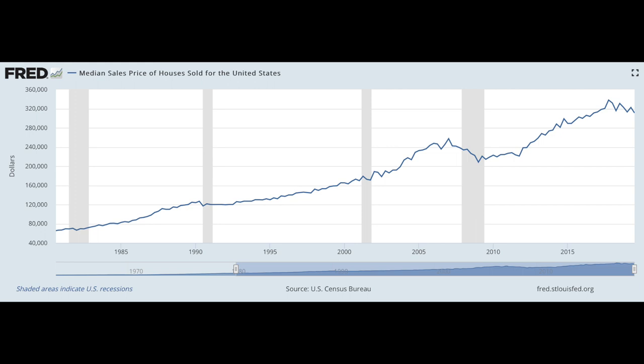Brilliant. Let's look at the next thing that is excluded from inflation numbers, which is housing. Now this chart goes back to 1980 just about, so you can see the median price of homes has gone up and up and up in terms of the US dollar here. And obviously that's why they couldn't include that in inflation numbers, because then they would show inflation is really high because the cost of housing has gone up.